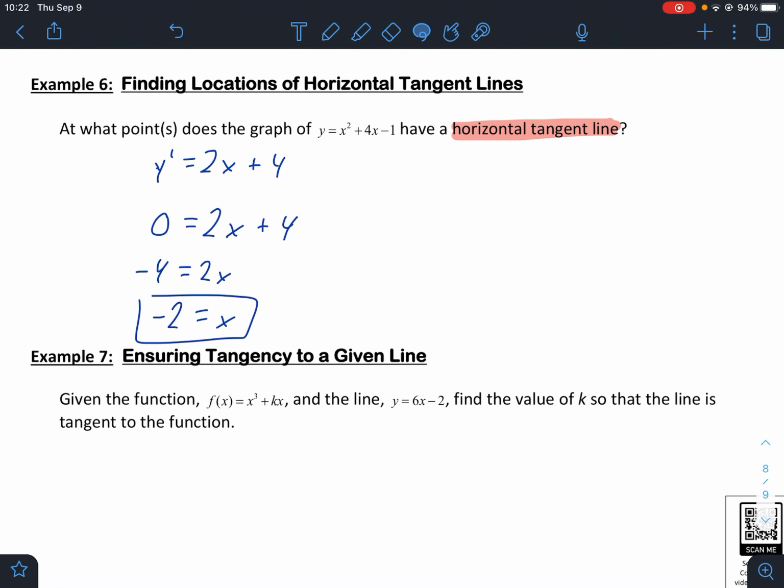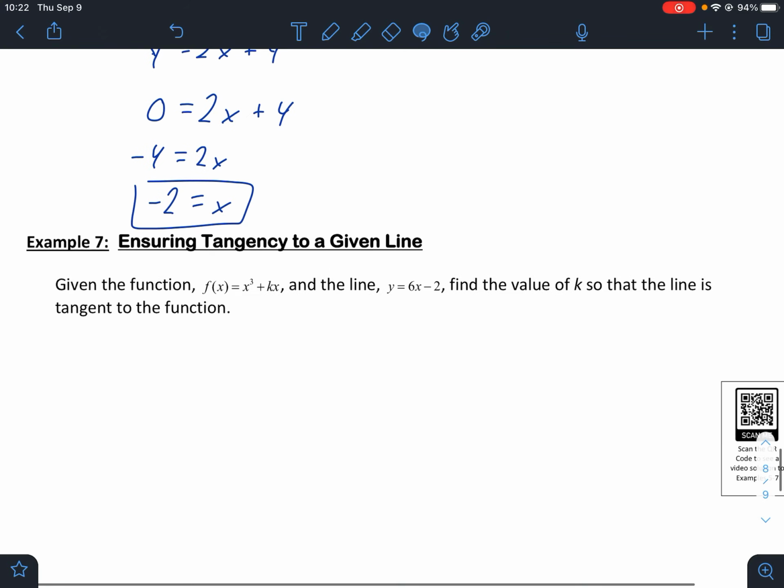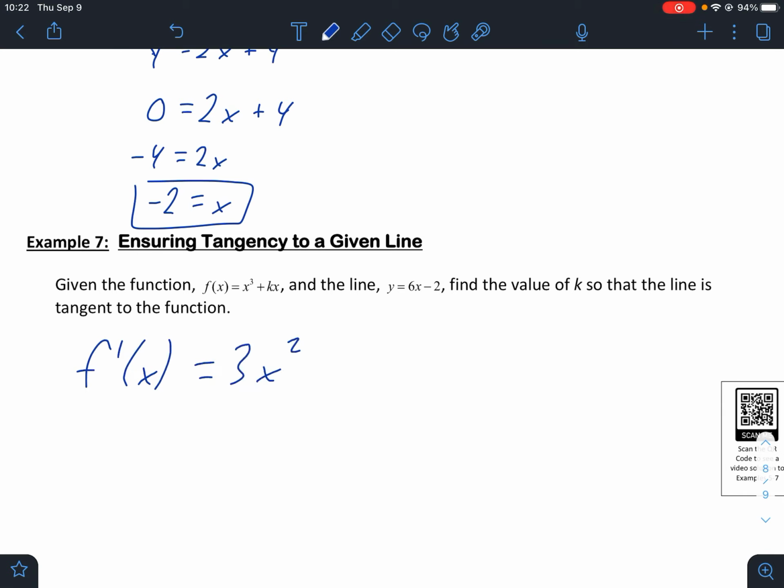And our last question of the day here says, given the function f of x equals x cubed plus kx and a line y equals 6x minus 2, find the value of k so that the line is tangent to the function. All right, so when we start talking about tangent lines, again, we know we're going to want the derivative. We know we're going to want the slope everywhere. So let's start by taking the derivative of f. That's going to be 3x squared, and k is a constant, so plus k is our derivative.